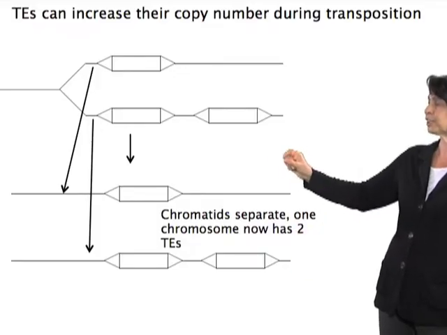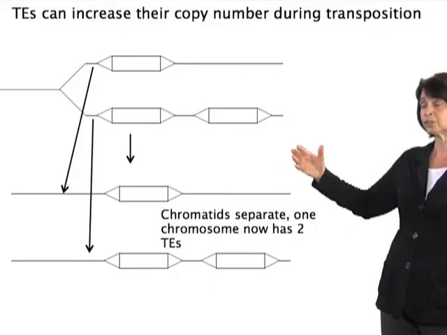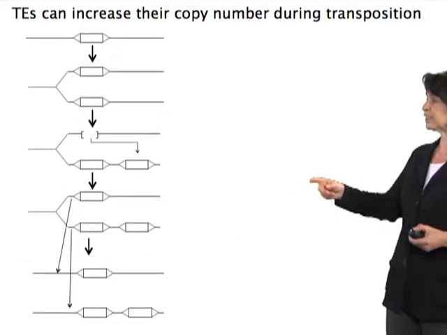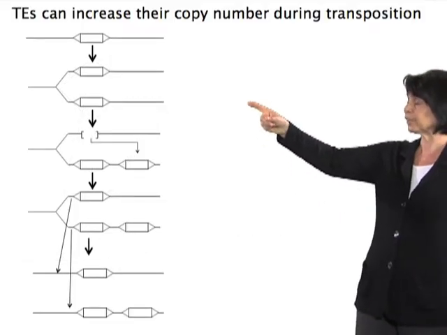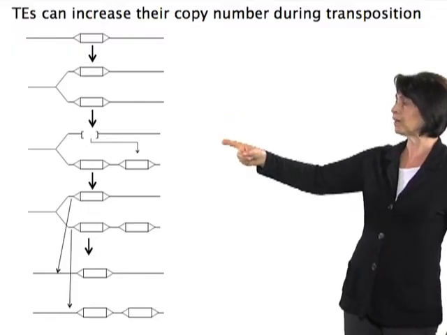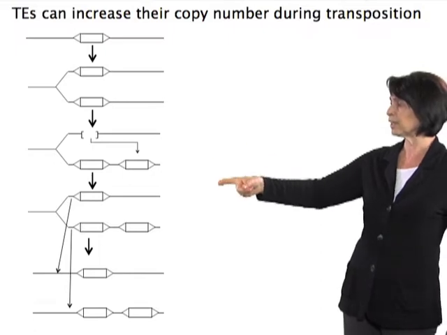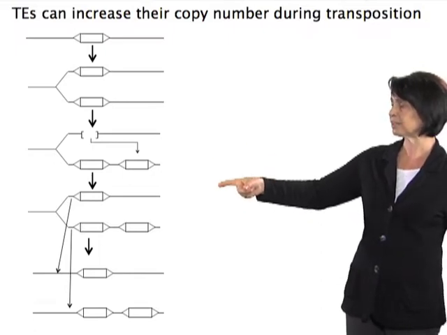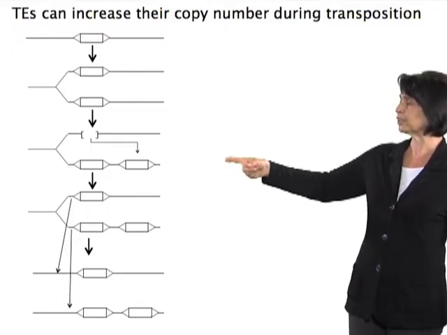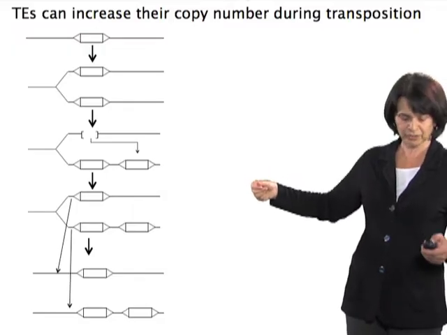These chromatids will separate and they will go into separate cells. So one cell will have two transposons, one will have one. And I think in the next slide what I've done is I've summarized all of the steps. So we start out with a single transposable element. There's replication, there's transposition that occurs from one sister chromatid to the other. There's repair of the empty site using the transposon from the sister chromatid, and there's separation of the chromatids, and we end up with an increase of one transposon in one of the cells.